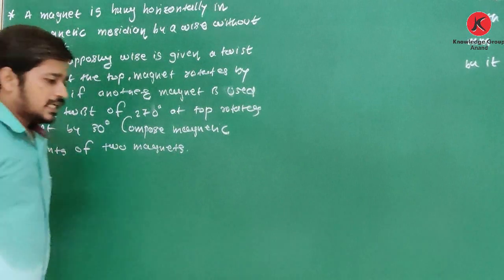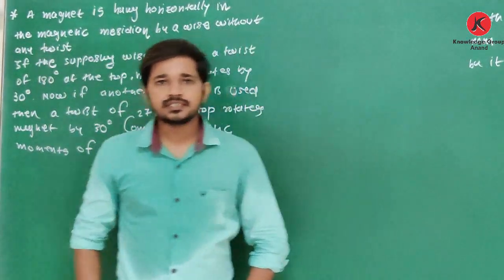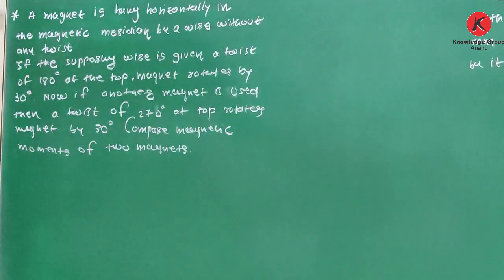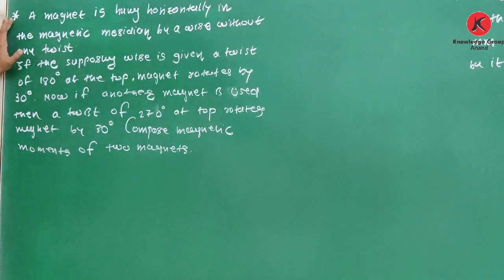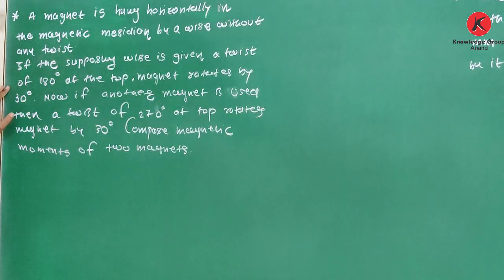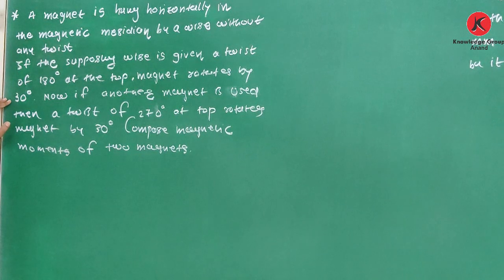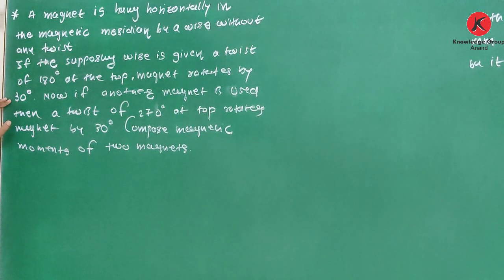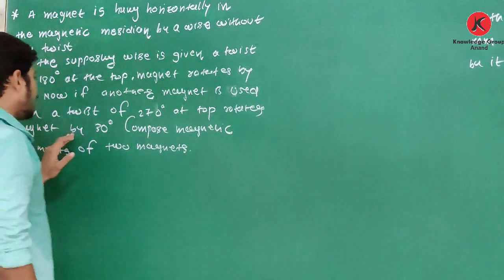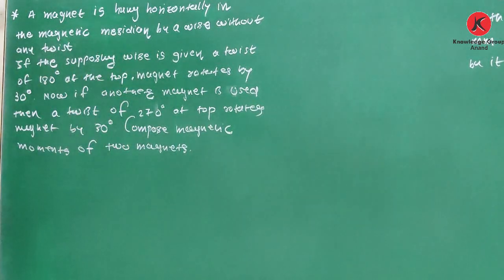Good morning, students. Chapter 5, Magnetism and Matter. Extra questions. First: a magnet is suspended horizontally in the magnetic meridian by a wire without any twist. If the supporting wire is given a twist of 180 degrees at the top, the magnet rotates by 30 degrees. Now, if another magnet is used, then a twist of 270 degrees at the top rotates the magnet by 30 degrees. Compare the magnetic moments of the two magnets.